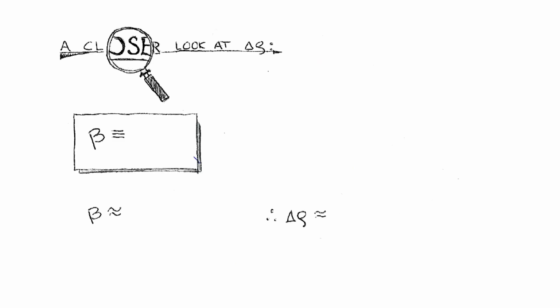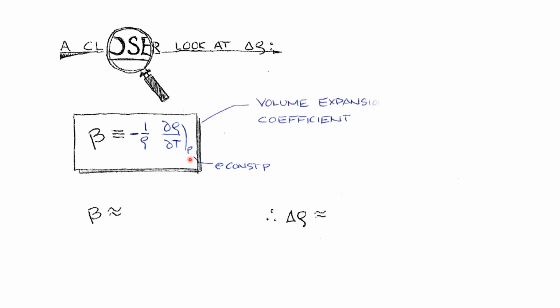So now let's take a closer look at this idea of a density change. We're going to define a property of our fluid, beta. Beta is defined as minus 1 over density, partial derivative of density with respect to temperature, where you're taking P and holding it constant. All right, this property is called the volume expansion coefficient. Sometimes it's called the volume expansivity. When you look at this and you don't see volume in there, you're wondering why it's called that.